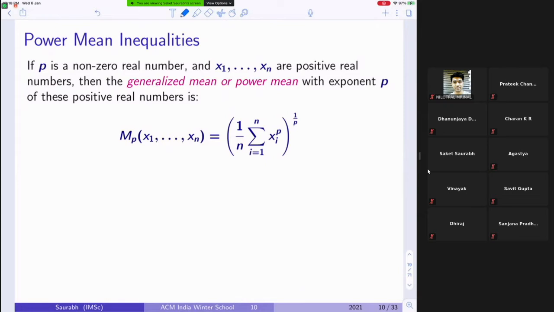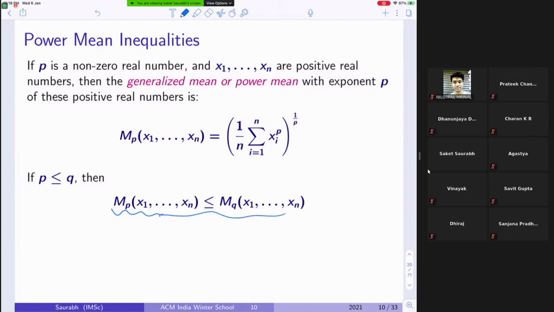So there's something called power mean inequalities. I don't know how many of you have seen it. If p is a non-zero real number and x1 to xn are positive real numbers, then the generalized mean or power mean with exponent p of these positive real numbers is given by this function. So Mp of x1 to xn is basically you take the mean of the pth power and take the pth root of this. What is known is the following: if p is less than or equal to q, then the power mean of p is less than or equal to the power mean of q.